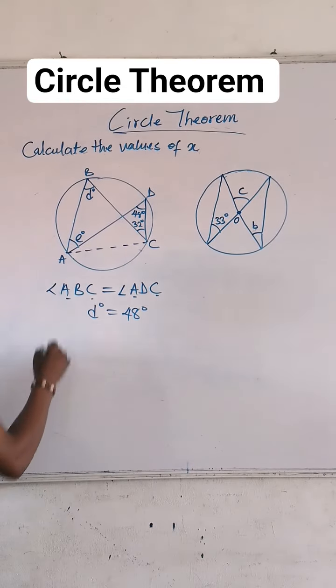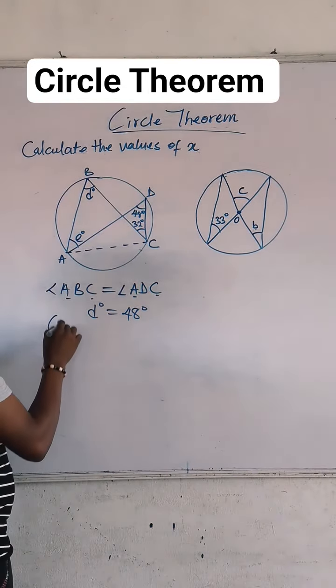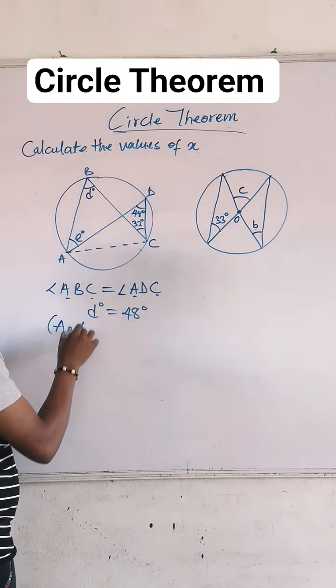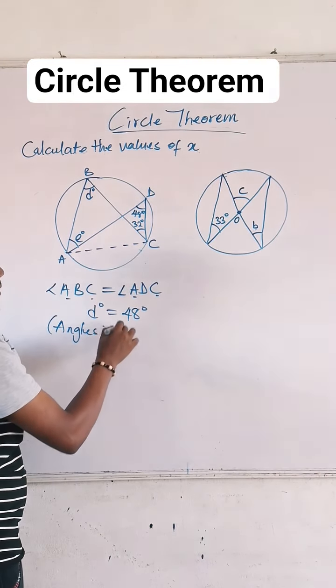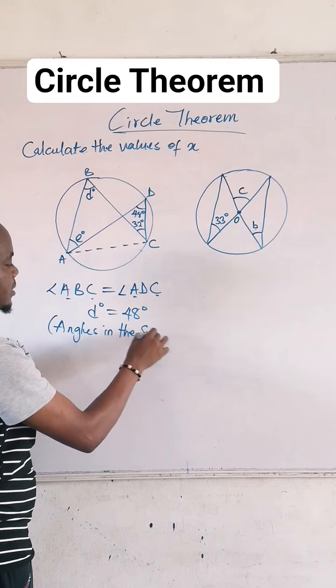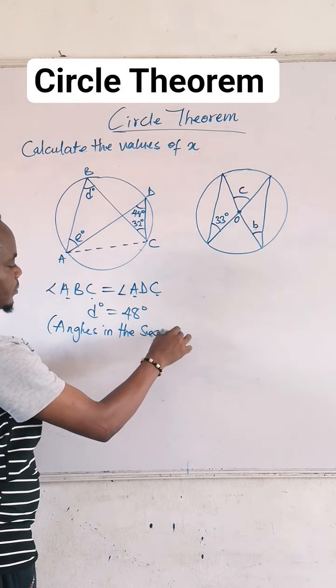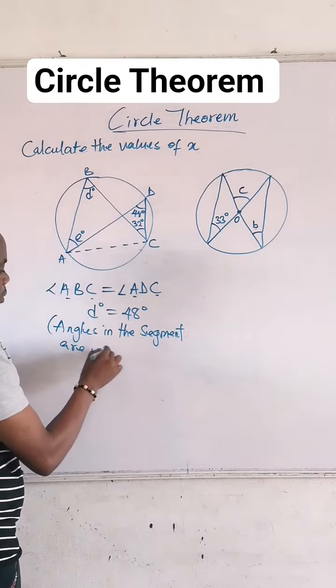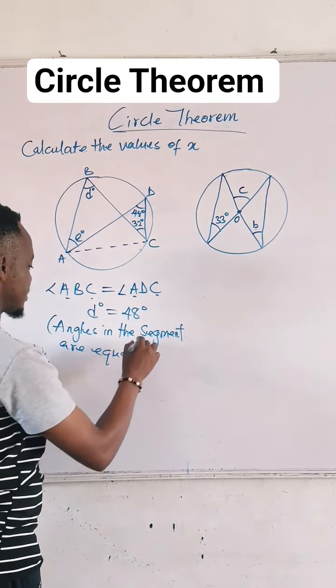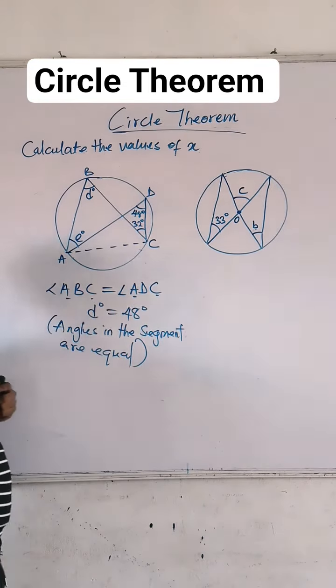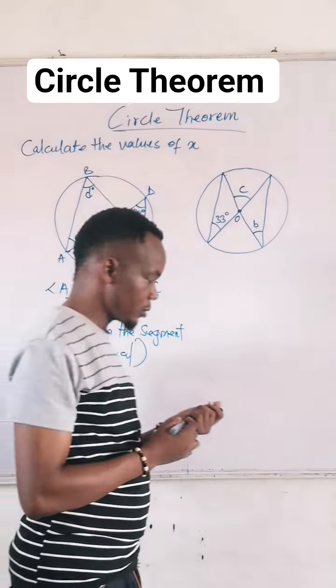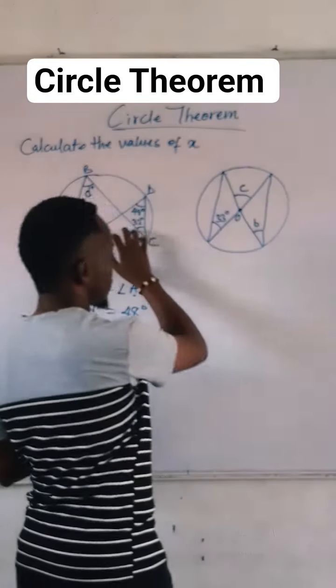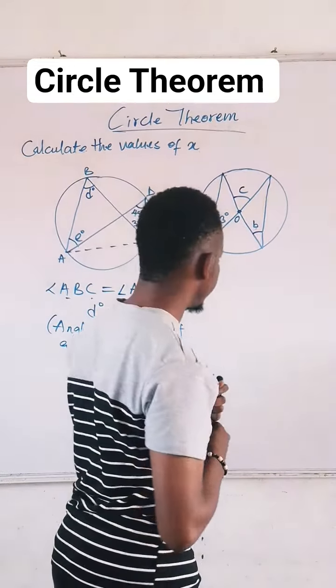What is the reason? Angles in the same segment are equal. That's the reason for the answer. Now let's solve question B. This is question A. Now let's solve question B.